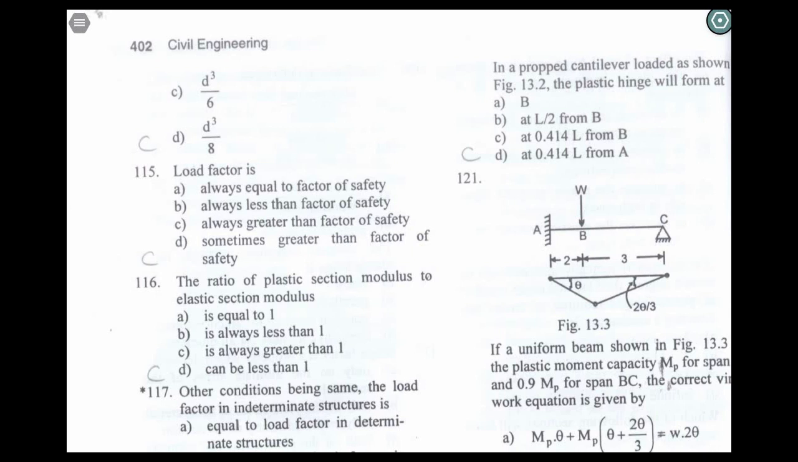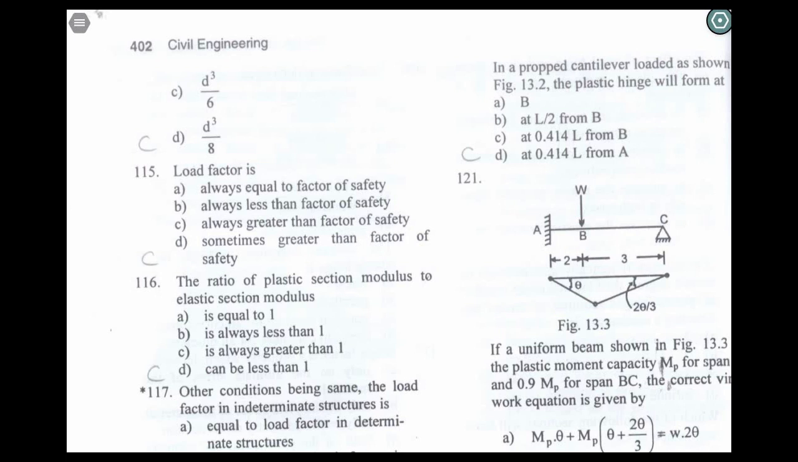Next, question number 116. The ratio of plastic section modulus to elastic section modulus is always greater than 1. Option number C is the correct answer for this. This is a direct statement guys. ये सीधी एक direct statement है जिसका इन्होंने MCQ बना दिया है. 115th और 116th क्वेश्चन दोनों. लोड फैक्टर जो है वो हमेशा ज़्यादा होगा फैक्टर ऑफ सेफ्टी से. The ratio of plastic section modulus to elastic section modulus जो वो भी हमेशा greater than 1 रहती है.